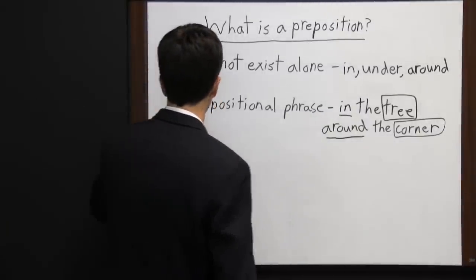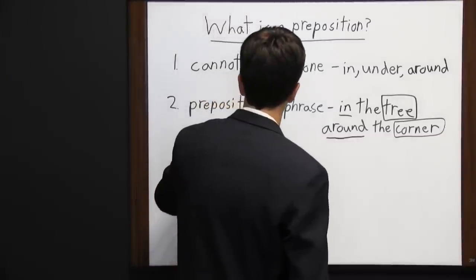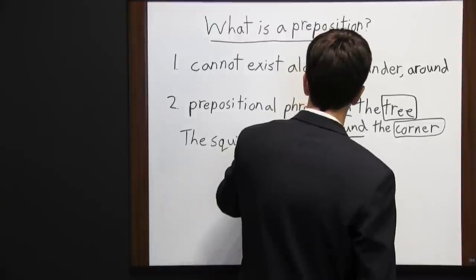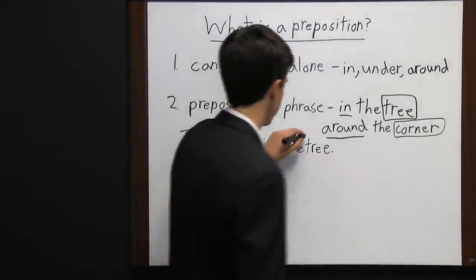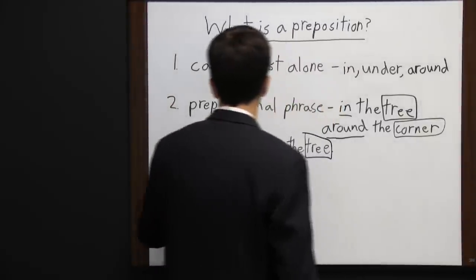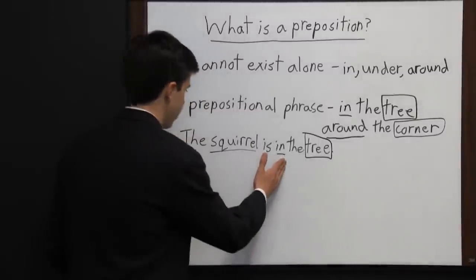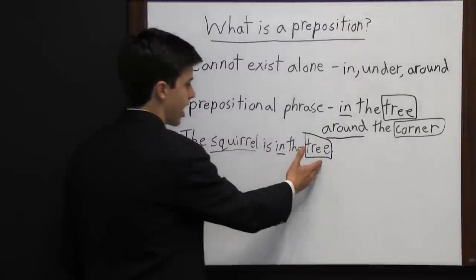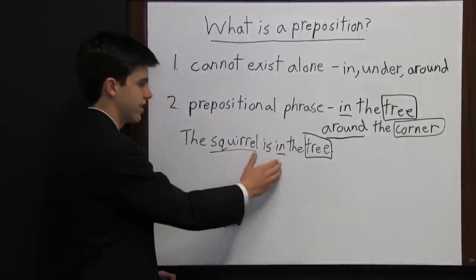So we could say, the squirrel is in the tree. Here again, in is the preposition, tree is the object of the preposition, and squirrel is the subject of the sentence. So if we just have the preposition, this kind of leaves us hanging. We're wondering the squirrel is in what? So tree is the object of the preposition because it tells where the squirrel or what the squirrel is in.